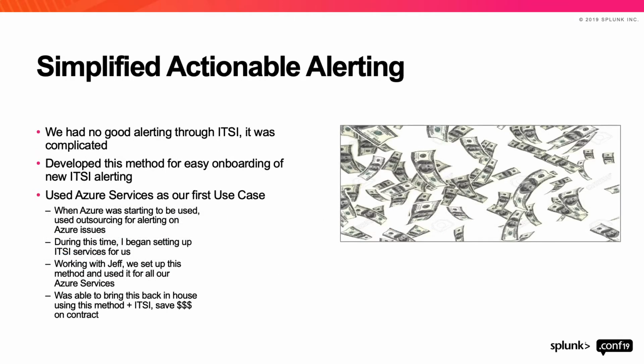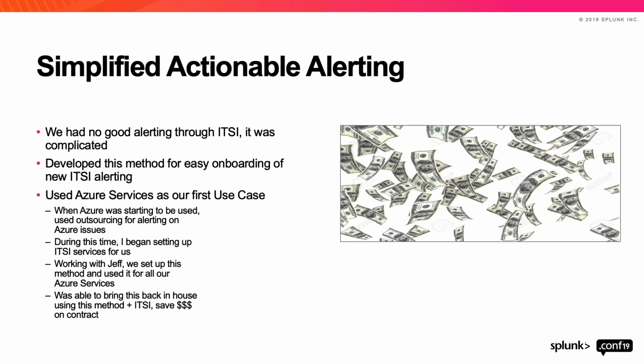So boom, we've gone through the 5 steps. We've made notable events. We've grouped them together. We showed you a little bit how to get rid of some of the known flappers. We showed you how to set up alerting and how to go ahead and throttle that alerting. So this is what we did in our environment.